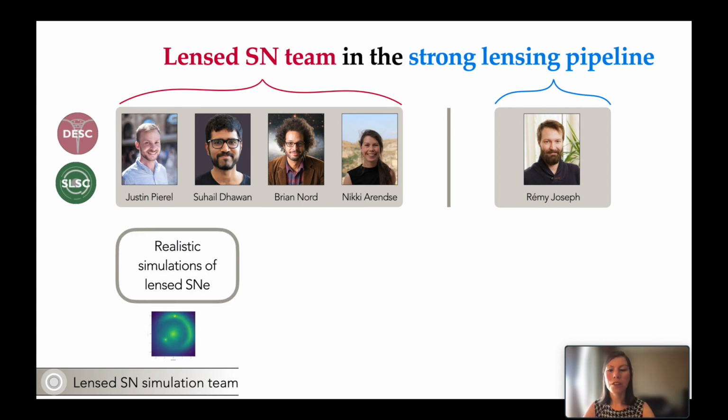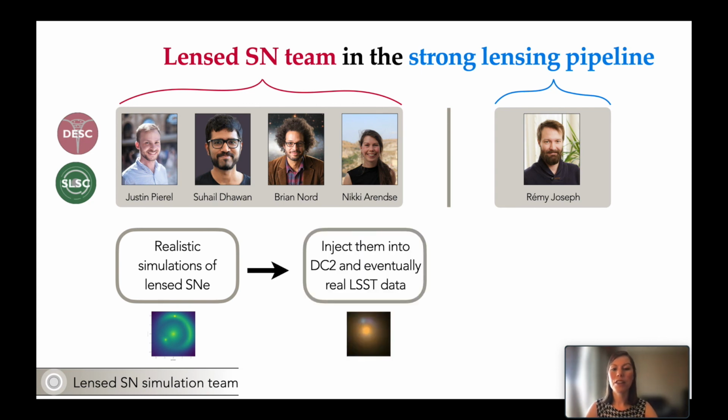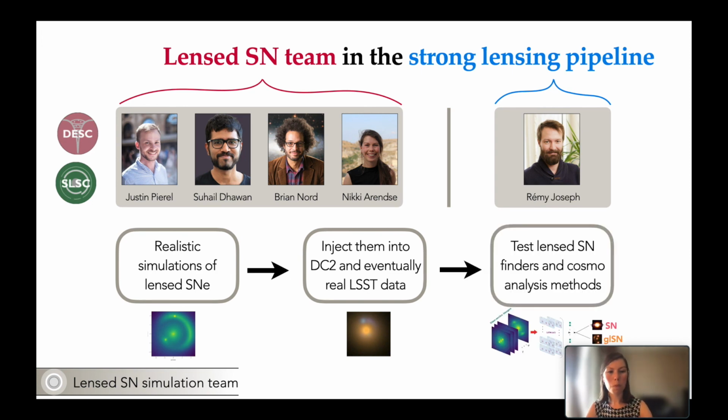So our main objectives are, first of all, to simulate realistic lens supernovae, and then to inject them into the DC2, which is data challenge 2, so a large simulation set of LSST data, and eventually also in real LSST data. And then we can use this to create large training sets to train our machine learning models and test out our lens finders and cosmo-analysis methods.